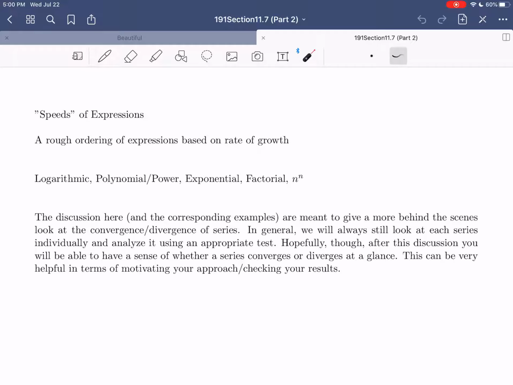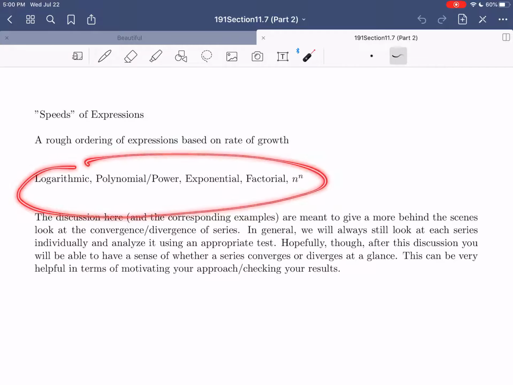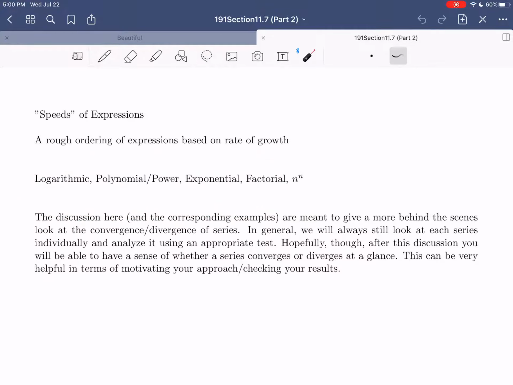So again, this is really more to just give you a sense of something we've been hinting at. It's not saying that we just rely on this to answer whether or not a series converges or diverges. We still want to use those tests that we've learned, but this is really just to expand that background that we've been discussing. So let's get into some examples here.